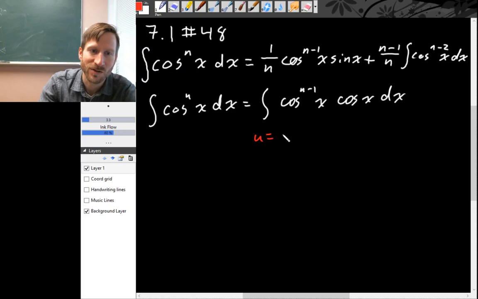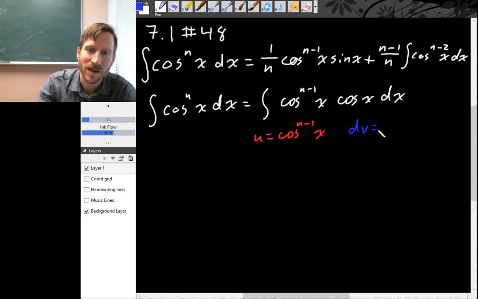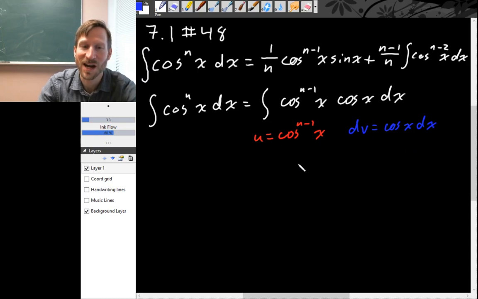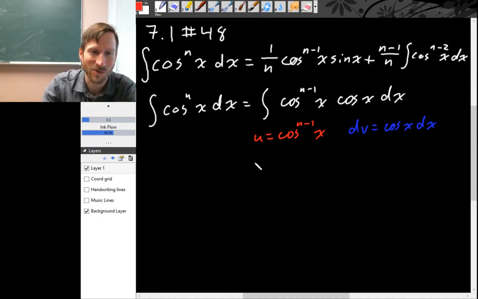u is going to be cosine to the n minus first of x, and then dv is going to be cosine x dx. If you're going to do integration by parts, you kind of have to do it this way because if dv were cosine to the n minus first of x, well, how do you integrate cosine to the n minus first of x? We don't know, so you have to choose u and v this way.